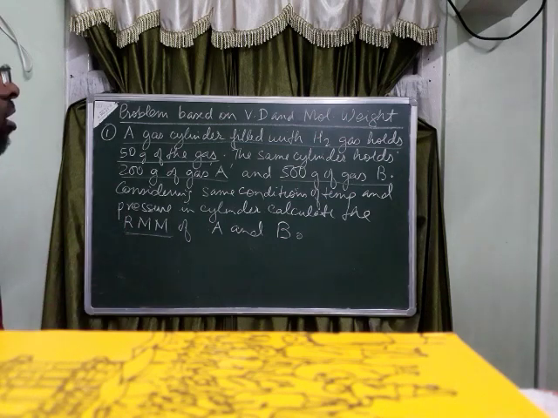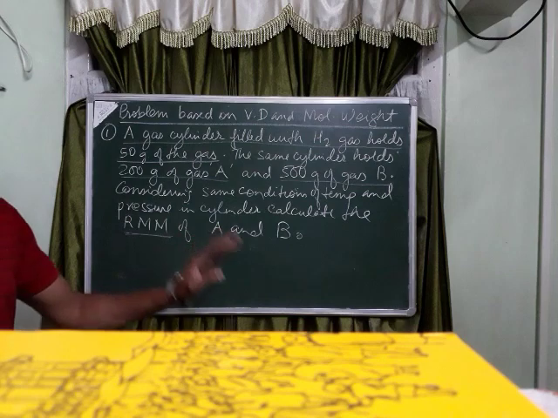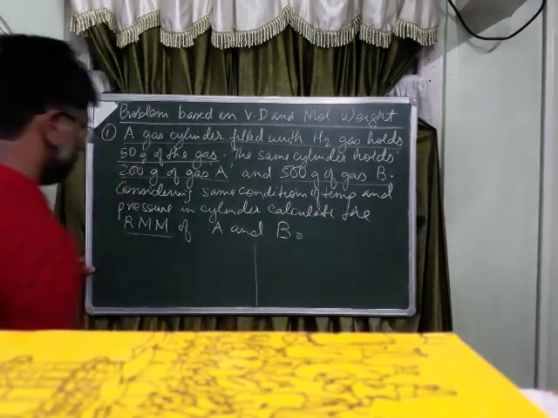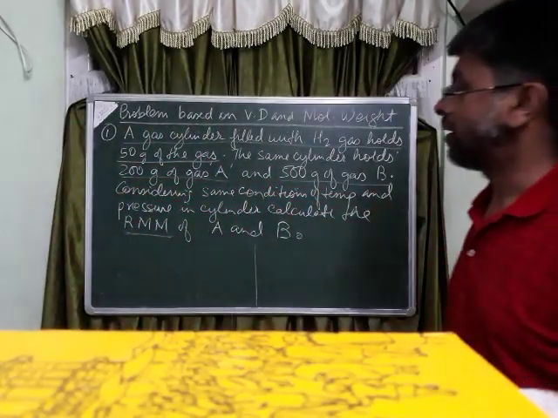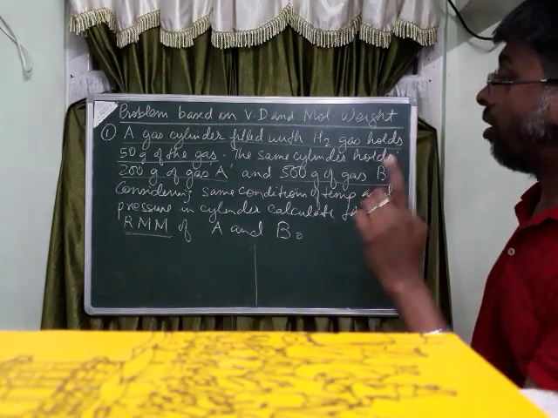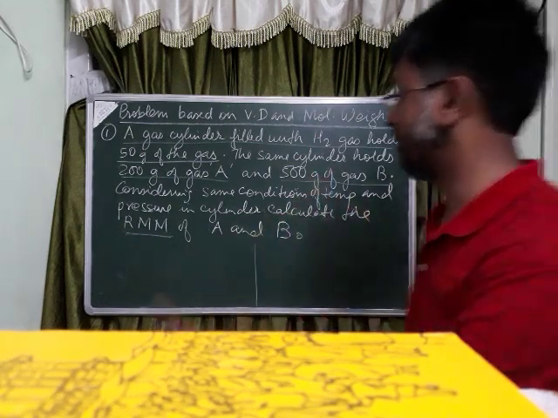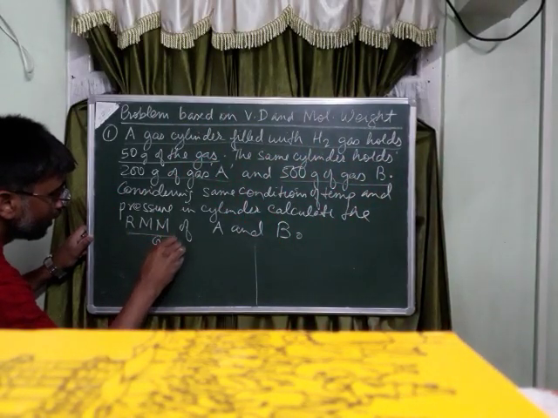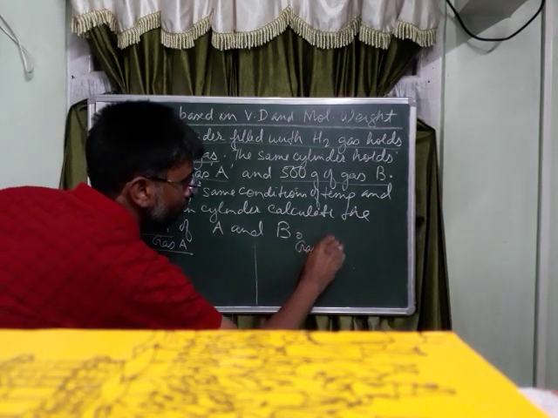Relative molecular mass, or molecular weight, of the two gases A and B. There are two gases over here. So to find the relative molecular masses, the first thing which has to be done is to get the vapor density of gas A and the vapor density of gas B. So for gas A, I'll solve here. For gas B, I'll solve here.